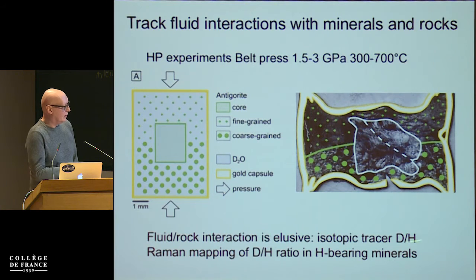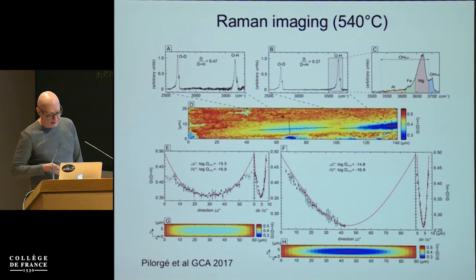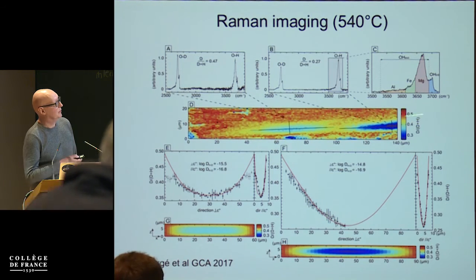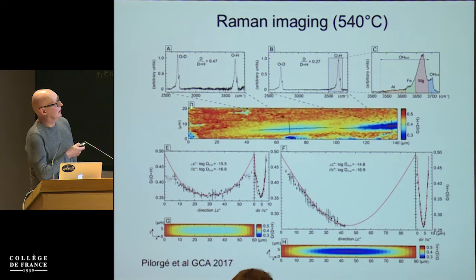Then we have to use this isotopic tracer, and we use a technique called Raman spectroscopy to actually map the exchange of deuterium and hydrogen between the rock and the water. This is what this technique looks like. This is an example of Raman imaging on a piece of sample. This is a map, 20 microns by 140 microns.